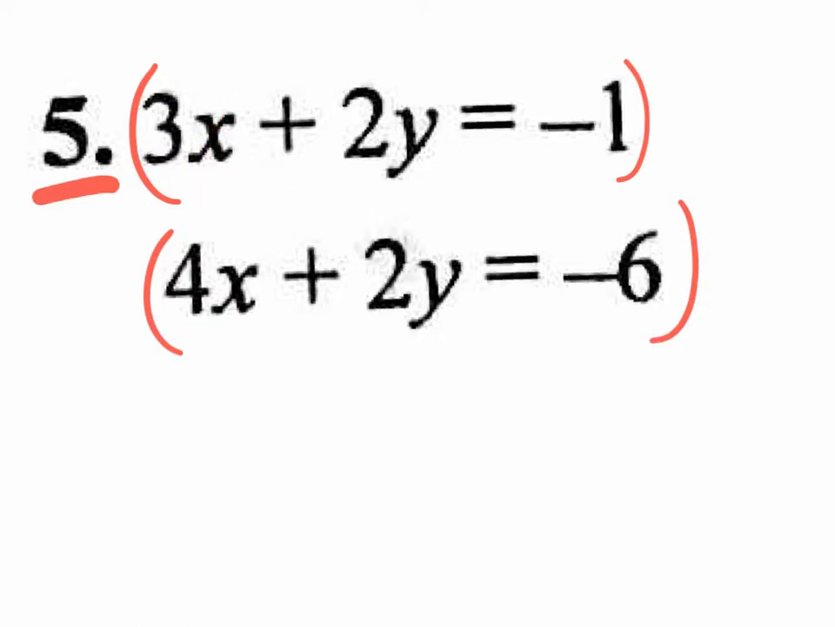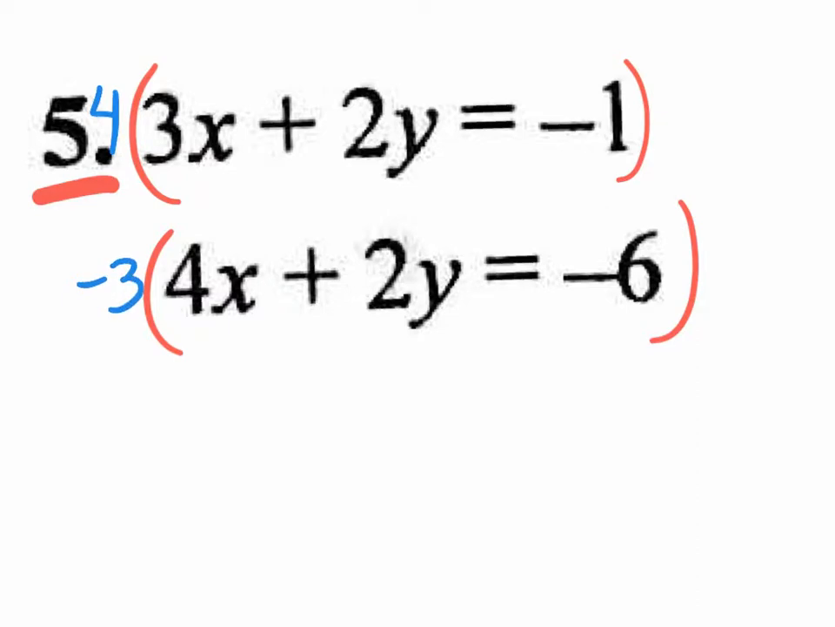How about this? Don't copy this down. If I wanted to cancel out x's, this is a 3x. I would need to change this to a positive 12x, and I would need to change this to a negative 12x. Does that make sense? Because Ismail, you said cancel out x's, right? I'd have to multiply the top one by positive 4 and the bottom one by negative 3.